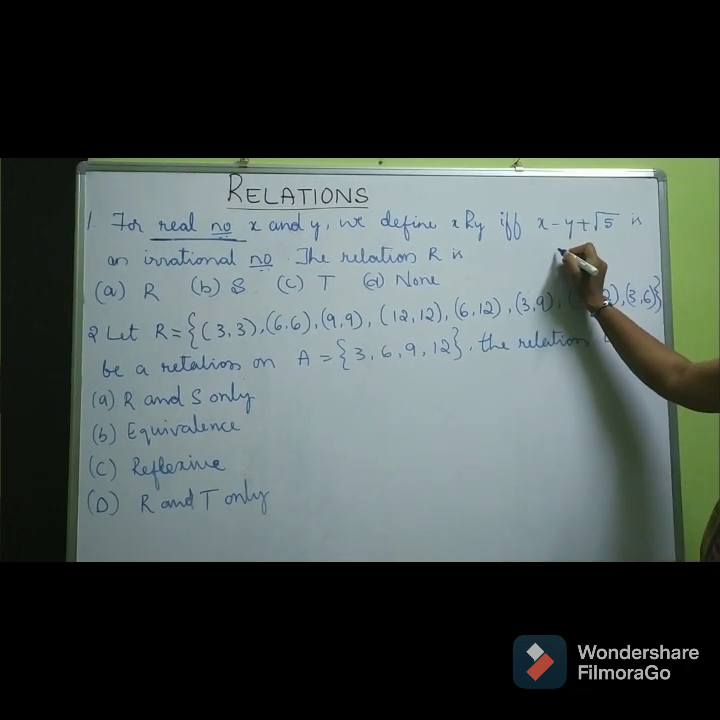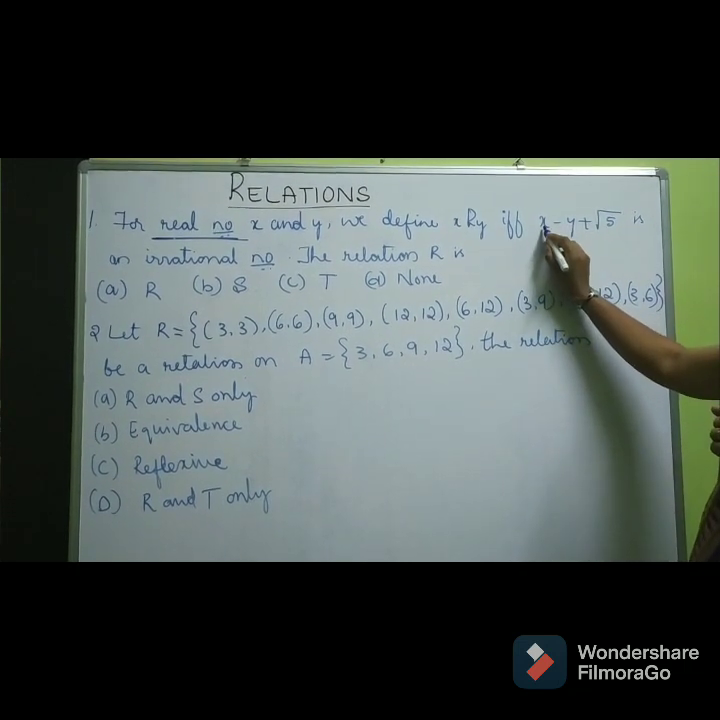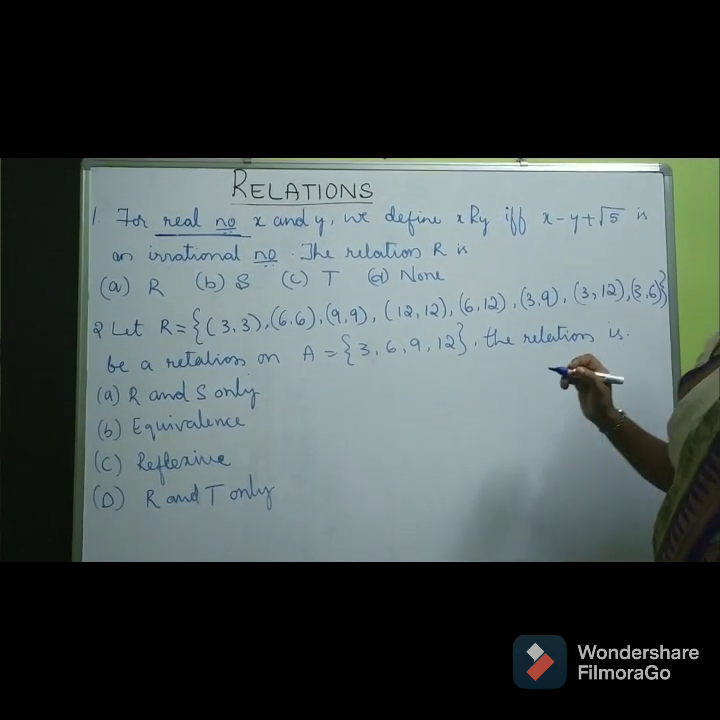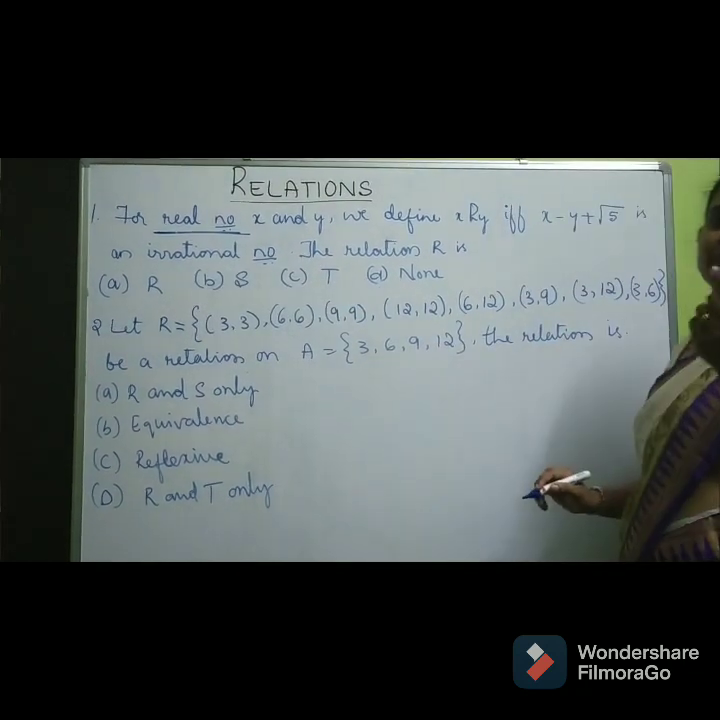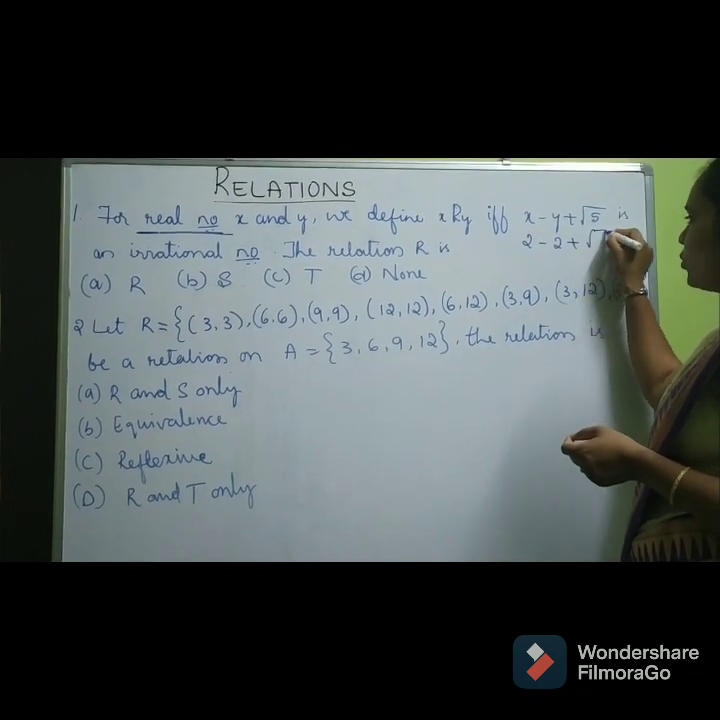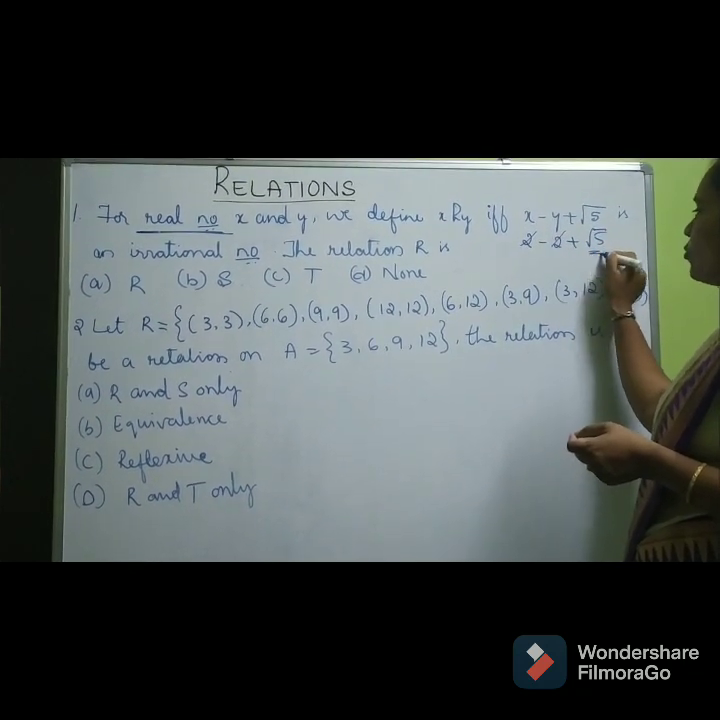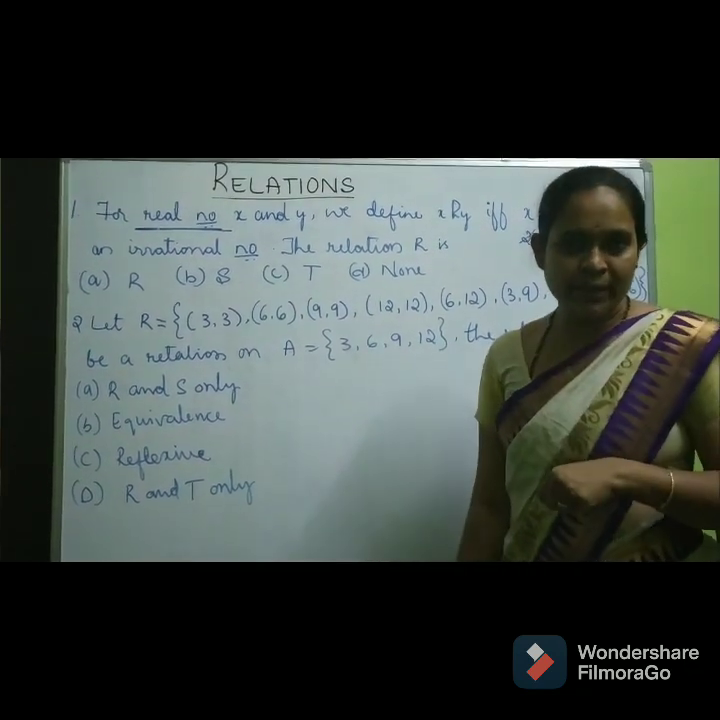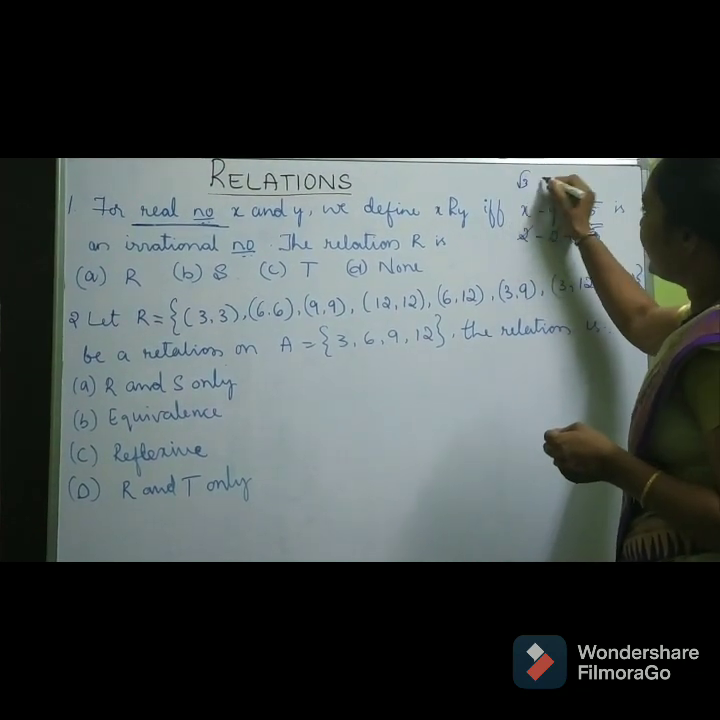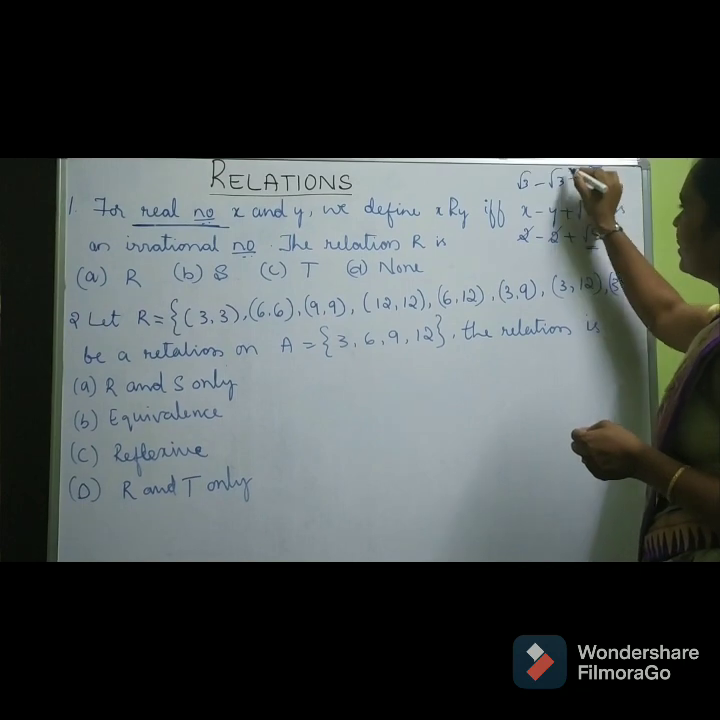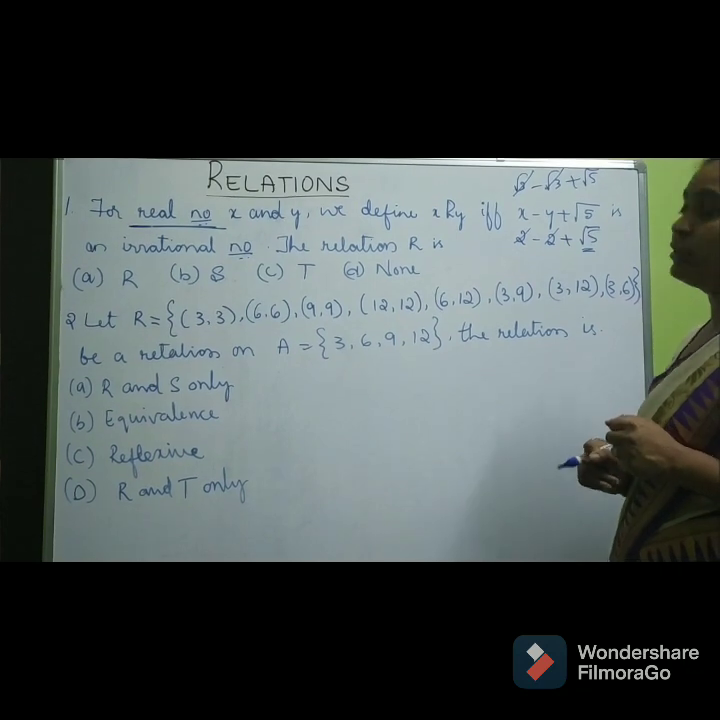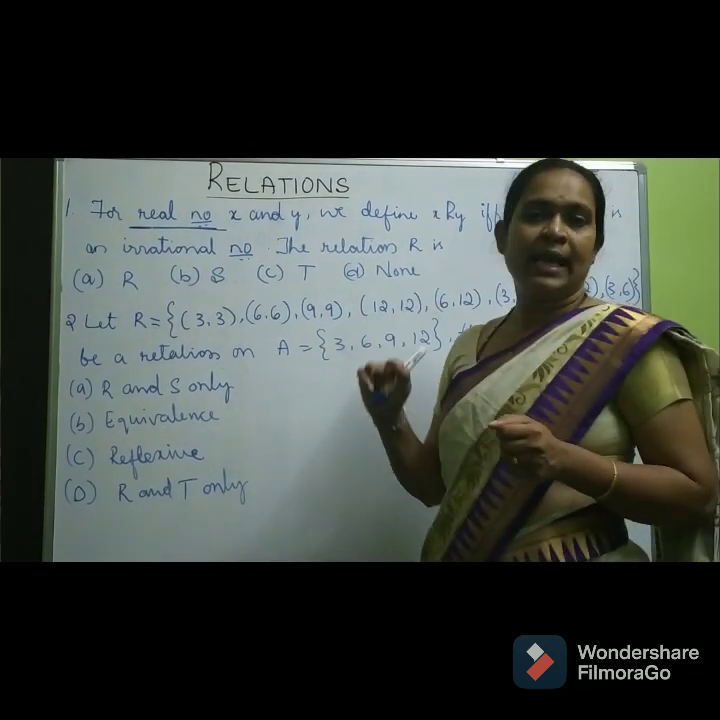See here, when you choose the same number, both get cancelled, since plus and minus are there. For example, if I choose 2 as the real number, 2 minus 2 plus root 5: the 2 minus 2 cancels, and root 5 is an irrational number, therefore it will be reflexive. Any number you take, say root 3: root 3 minus root 3 plus root 5, root 3 cancels, root 5 is an irrational number. So this relation is reflexive.